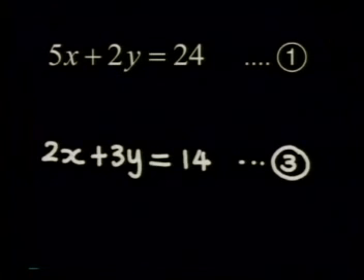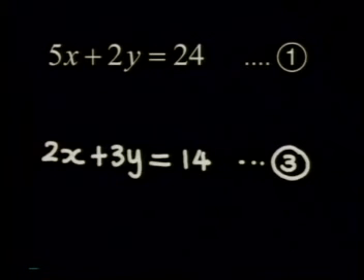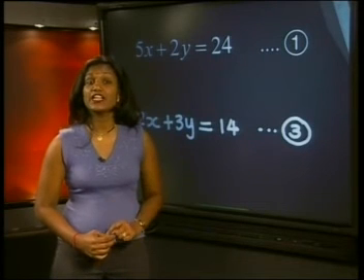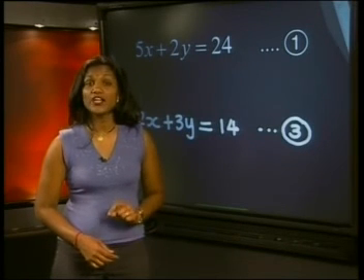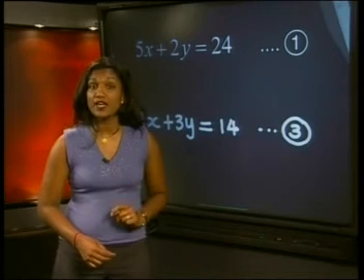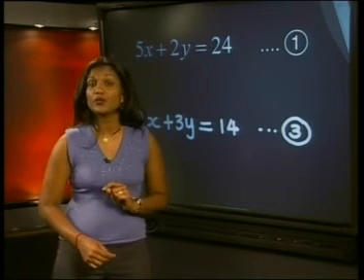Let's see if this has helped us. We have equations 1 and 3 here. Can we eliminate one of the unknowns now? It keeps the calculation smaller if you choose the unknown with the smaller coefficients. In this question, I'll choose to get rid of y.